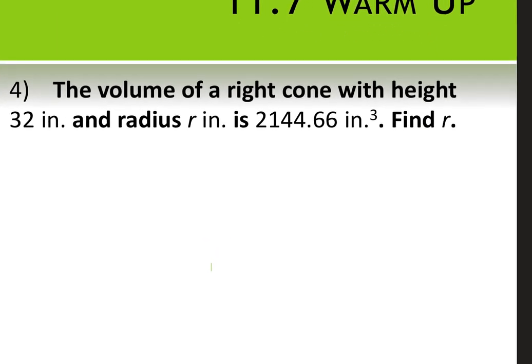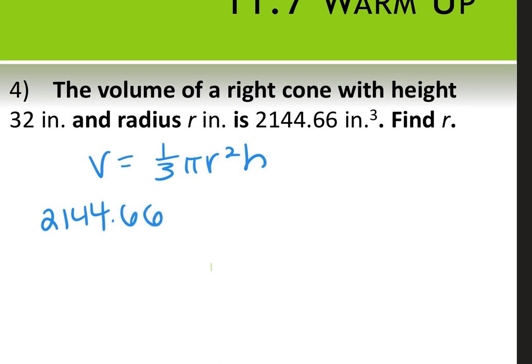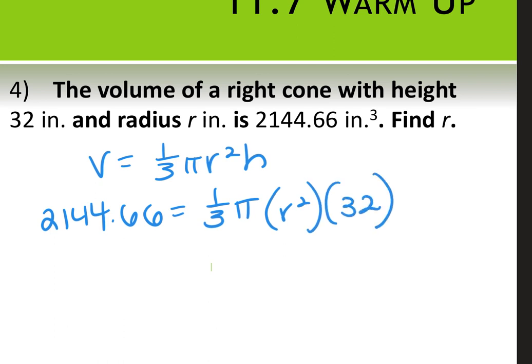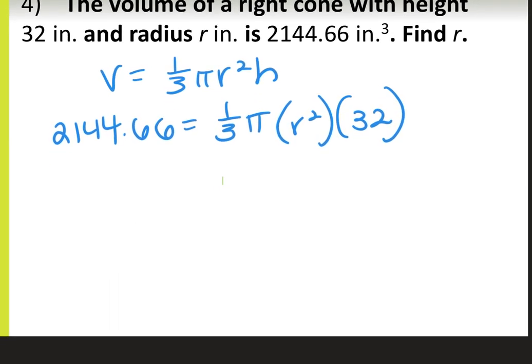All right, volume of a right cone with a height. So the volume would be 1/3 pi r squared h. The volume is 2144.66. Pi r squared, and r is what we don't know, h is 32. So you can divide by 32.